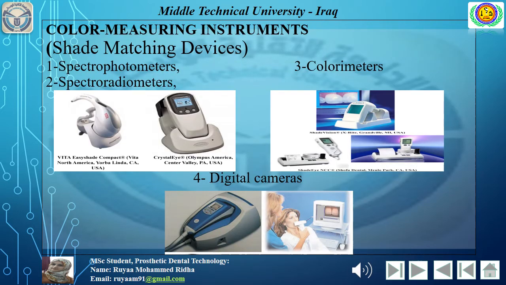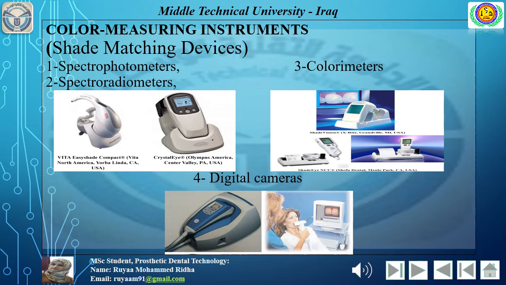As mentioned previously, for shade matching techniques, visually or with instruments, the color measuring instruments or shade matching devices are such as spectrophotometers or spectroradiometers, colorimeters, and digital cameras. As a note, spectrophotometers and spectroradiometers measure light reflectance at wavelength intervals over the visible spectrum, while colorimeters provide direct color coordinate specification without mechanical manipulation.